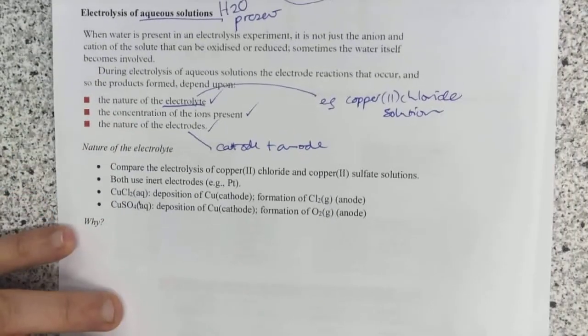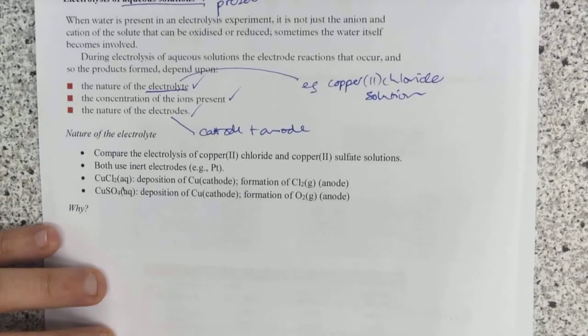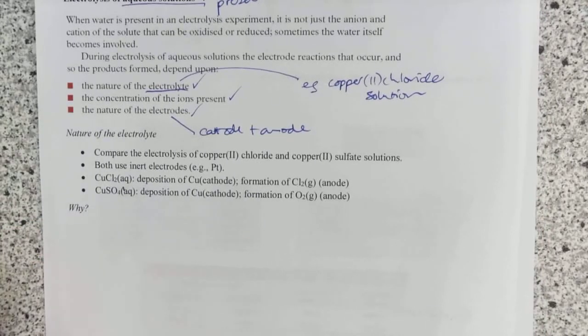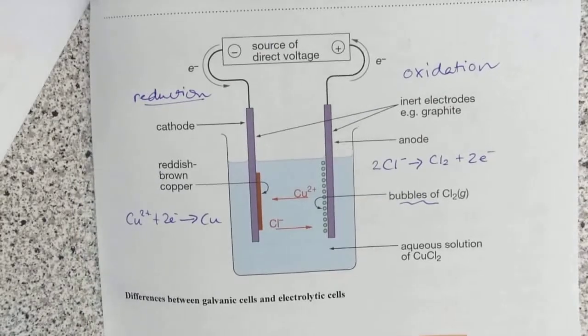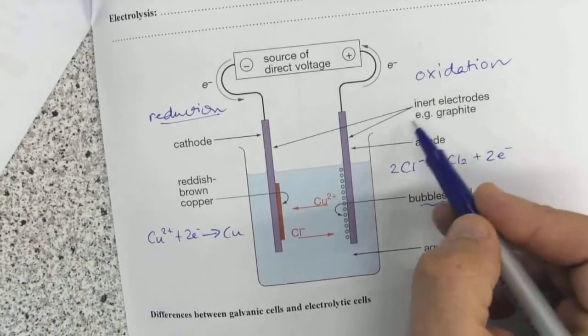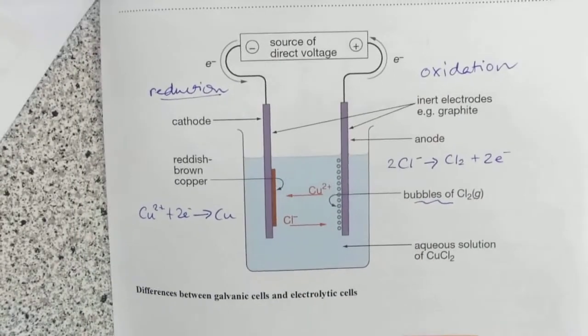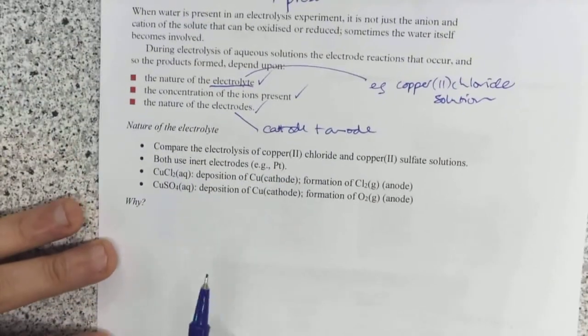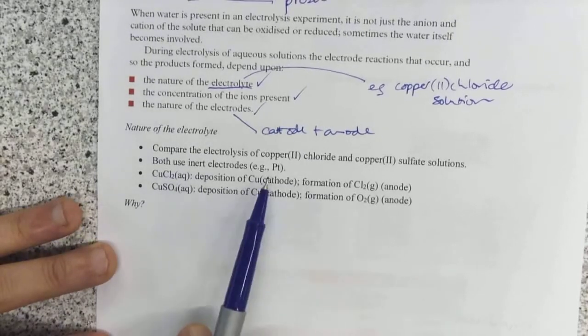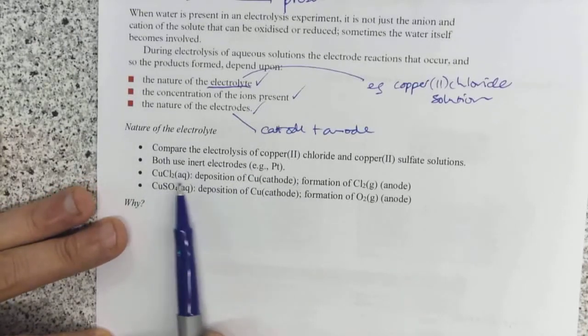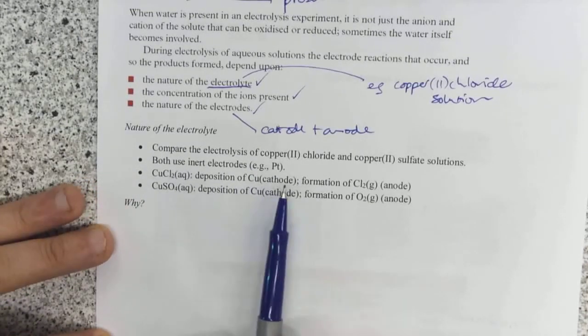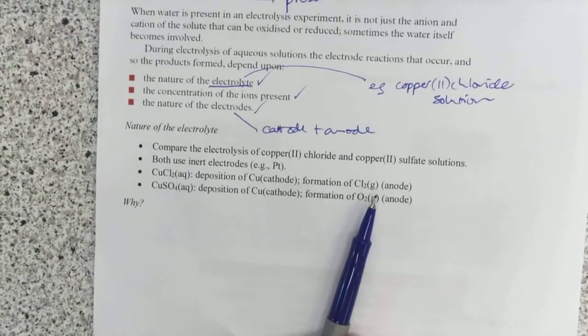If we were to compare the electrolysis of copper 2 chloride and copper 2 sulfate solutions, setting it up like on the previous page, that sort of setup, where we've got inert electrodes, both using inert electrodes, there'd actually be something different between them. The first one's copper 2 chloride, the second one's copper 2 sulfate. We observe in the first one, with copper chloride, deposition of copper at the cathode and formation of chlorine at the anode. That's the one we saw on the previous page.